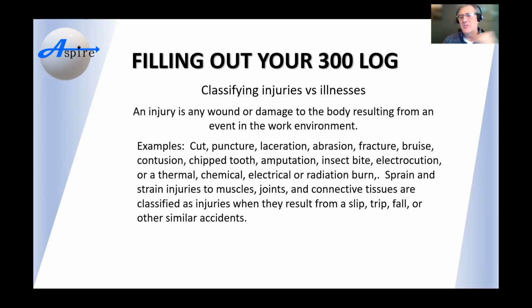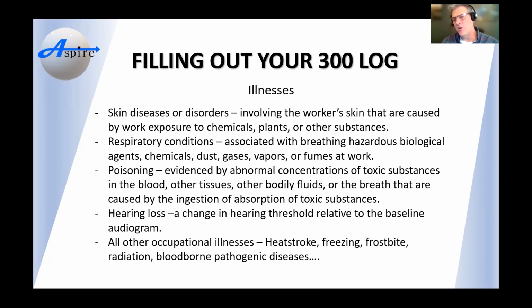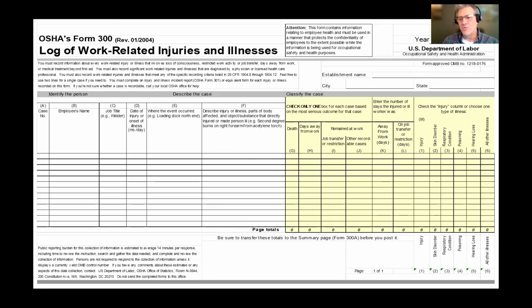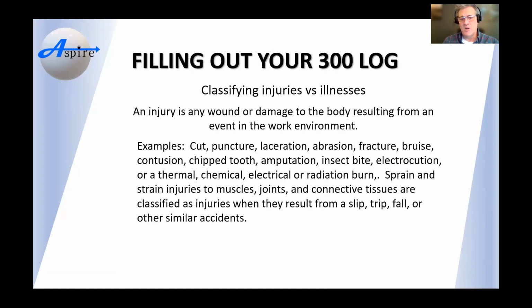Injuries versus illnesses. This is kind of simple, but an injury is what, shoot, my kids would have described. It's what we think of in vernacular. You know, it's a wound, it's a cut, a puncture, laceration, abrasion, et cetera. It's what you would think of if you just said the word injury. For illness, and again, you don't need to remember these, you're going to have the slide deck, so you can refer back to it. But refer back to those 5 bullet points right here in columns 2 through 6: skin disease, respiratory condition, poisoning, hearing loss, all other.